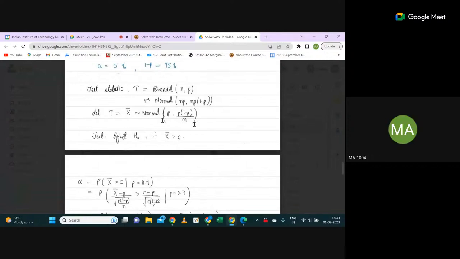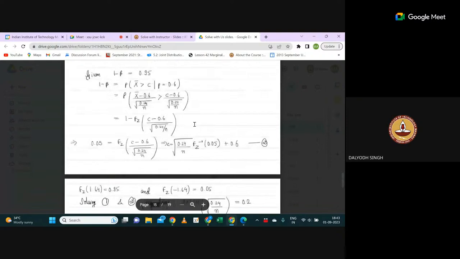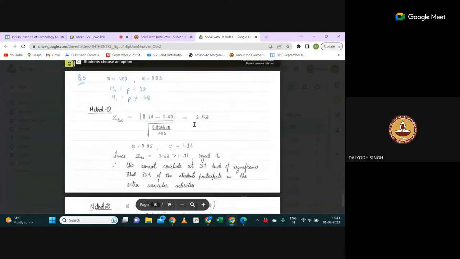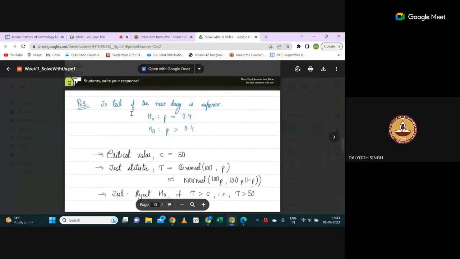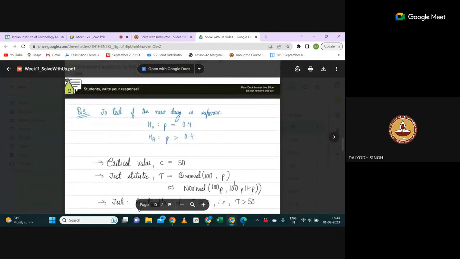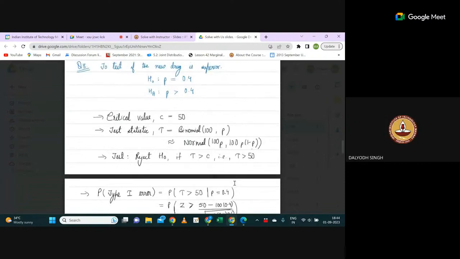Okay, sometimes I get confused. I took it like we have been given samples. I take T as a proportion, approximately normal with mean 100p and variance 100p(1 minus p). I take this as samples of, let's say, 100 Bernoullis with parameter p, and we have taken 100 samples.